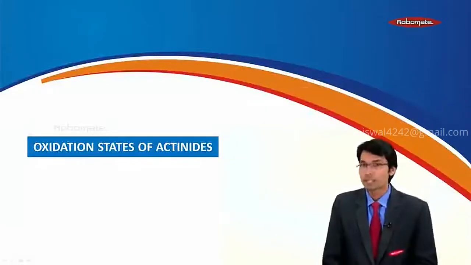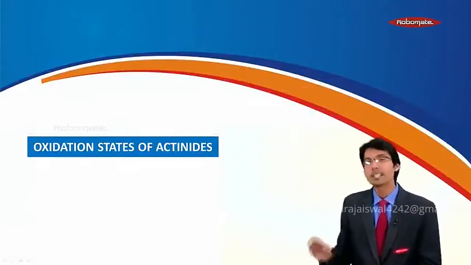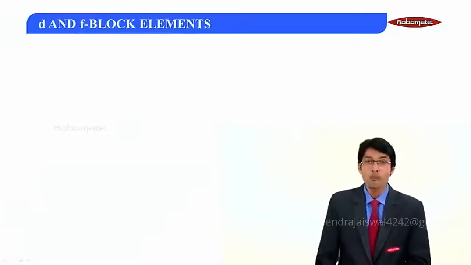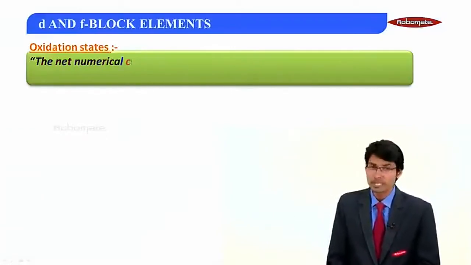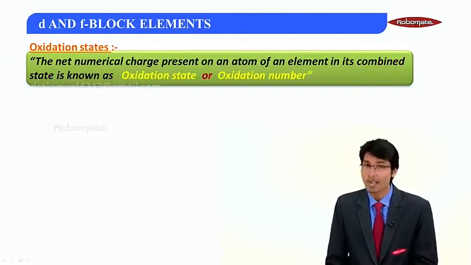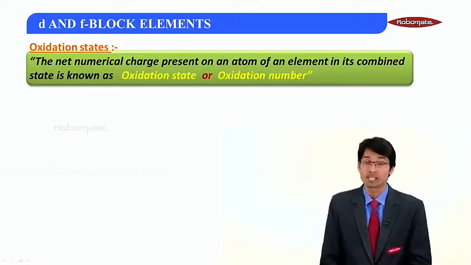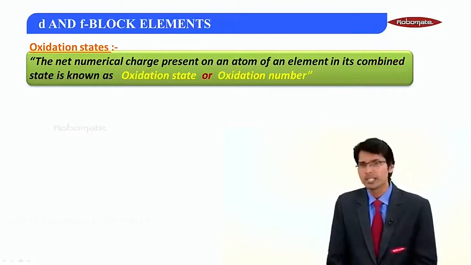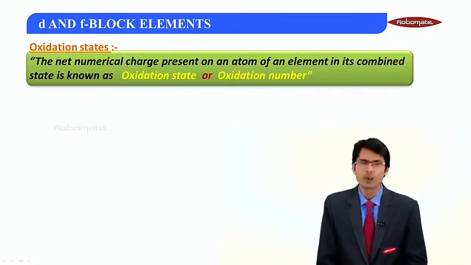Hi friends, in this module we are going to learn about the oxidation states of actinides. First of all, the oxidation state is the net numerical charge present on an atom of an element in its combined state. This is also known as oxidation state, or simply oxidation number.